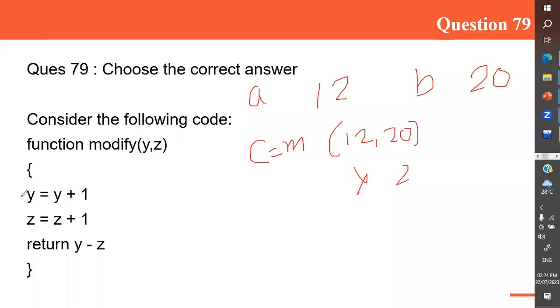Now, Y equal to Y plus 1. Y value is 12. That will become 13. Y value becomes 13 as well as A value will also become 13. So whatever modifications I make on copies, that will affect the original values in pass by reference. Now same thing. Z equal to Z plus 1 means Z value was 20. That will become 21. Both Z value as well as B value. Everyone understood till here? Is this clear, boys and girls? Yes or no? Is it clear till here?